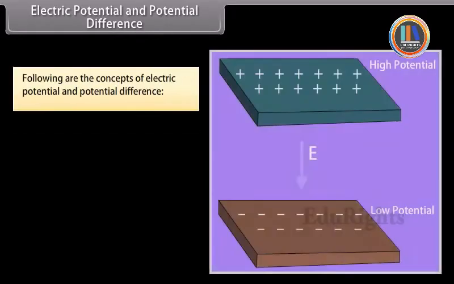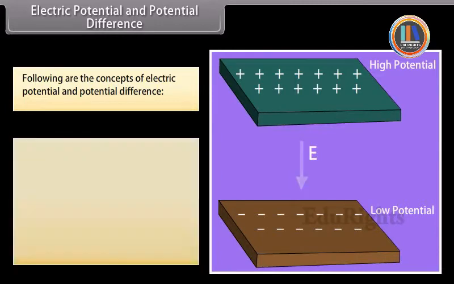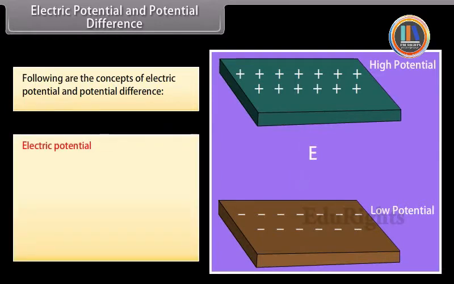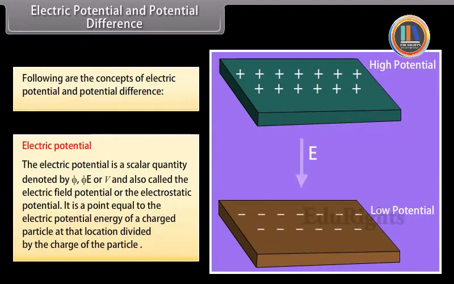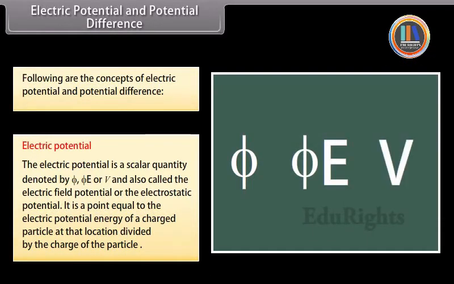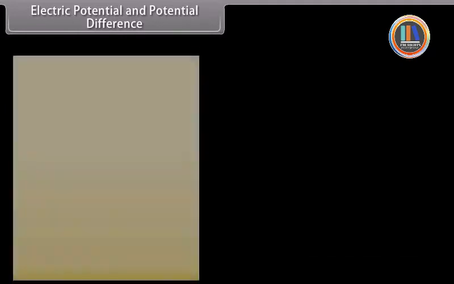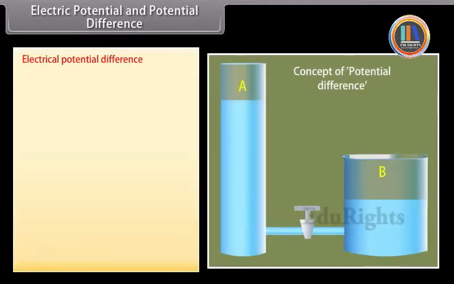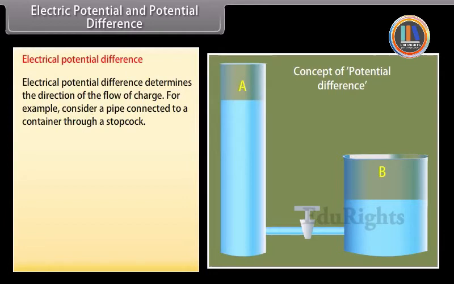Electric potential and potential difference. Let us look at the concepts of electric potential and potential difference. Electric potential is a scalar quantity denoted by E or V. It is at a point equal to the electric potential energy of a charged particle at the location divided by the charge of the particle. Electrical potential difference determines the direction of the flow of charge.